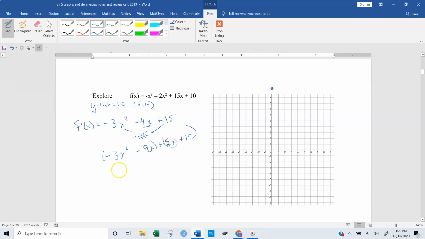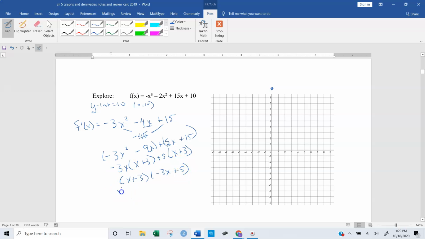Group the first two and the last. Let's take out that negative 3x. So that's x plus 3. Let's take out that 5. We also get x plus 3. So this factors into x plus 3 and negative 3x plus 5.